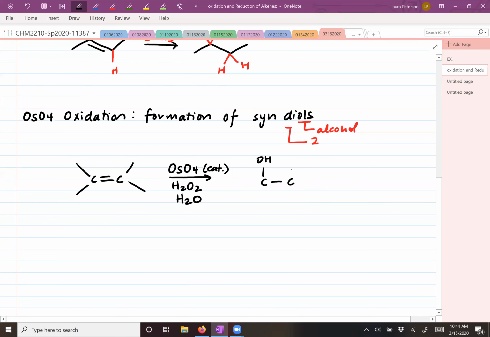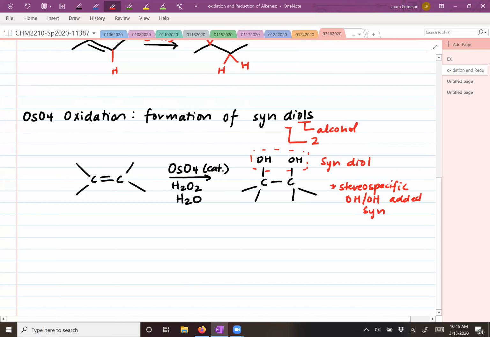There's no stereochemistry really in this example because I have these generic substituents, but we'll try to show them as syn. So here is our syn diol. Syn, same side, diol, 2 alcohols, and that's the product of this reaction. This is a stereospecific reaction, in that both OHs are added syn.